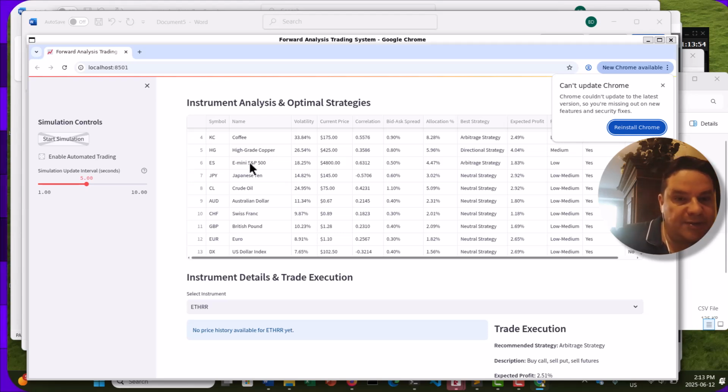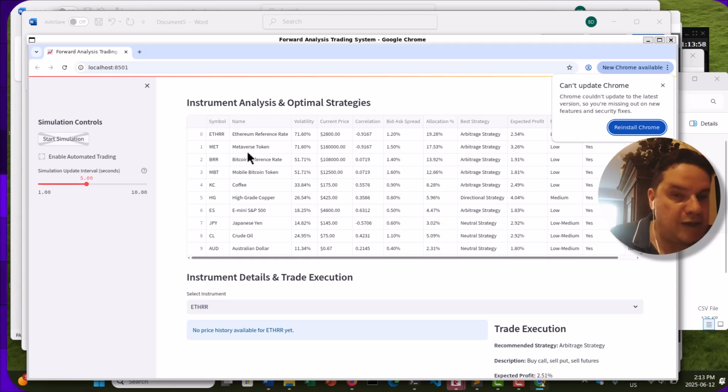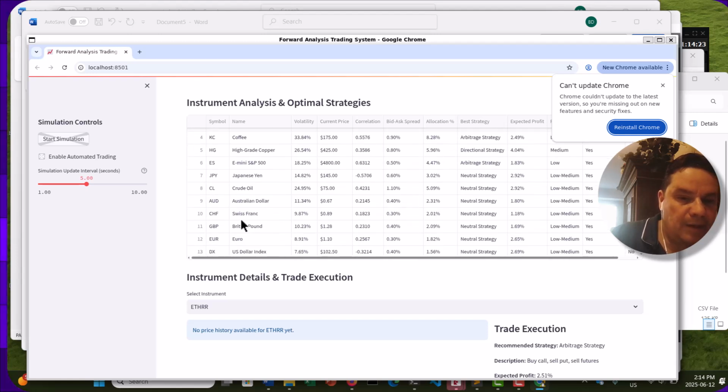But here you can see I've included Ethereum in there. We have this one, which is not the metaverse token. This is the symbol of micro Ethereum, which is the real Ethereum reference rate, as I found out. The mobile Bitcoin is actually the micro. That's the AI going crazy there. So obviously we have the ES Mini, Japanese yen, crude oil, and Australian dollar.